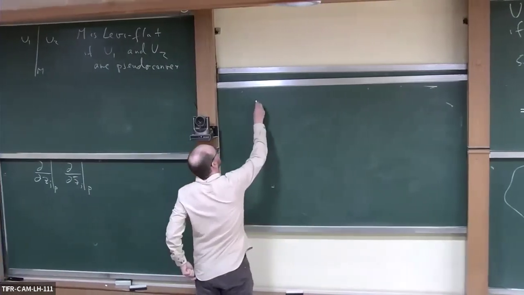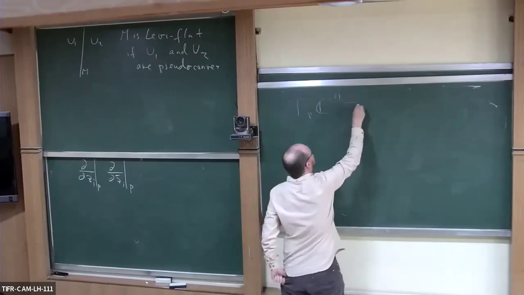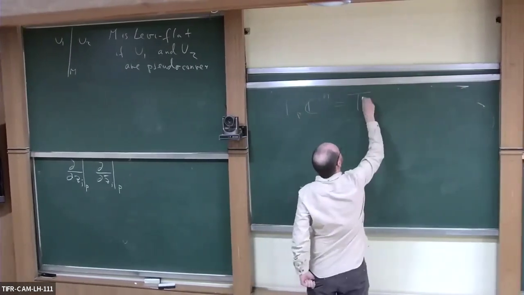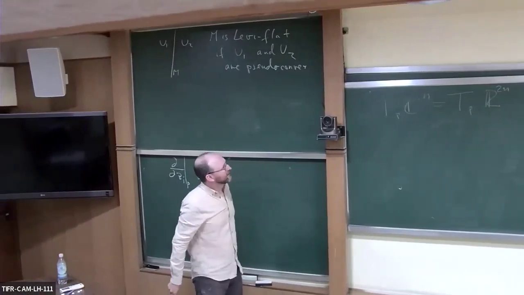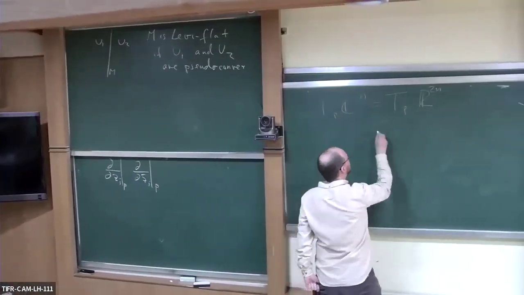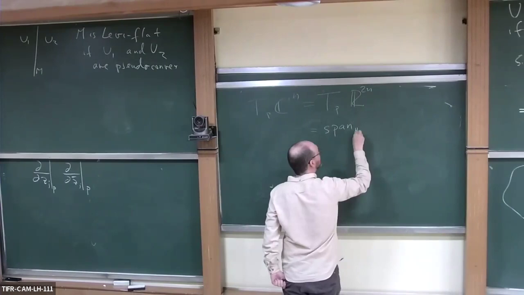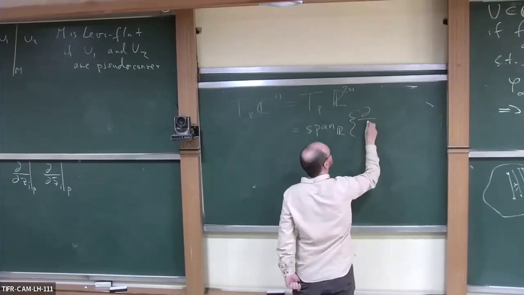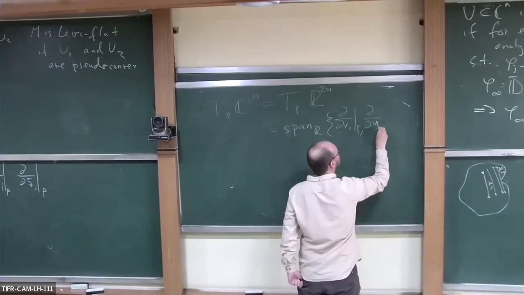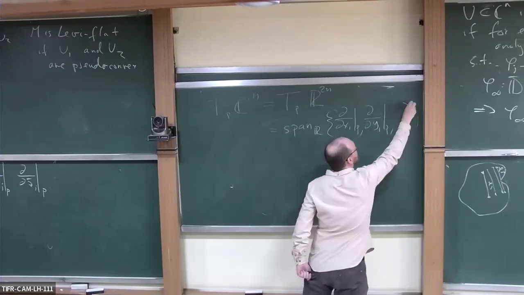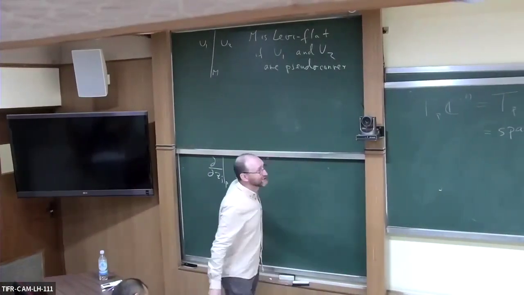So we have any point p from Cn. I'm thinking of this as a real manifold, so this is just R2n, and the tangent space is just the span over R of all the different derivatives. These guys are not there, right?